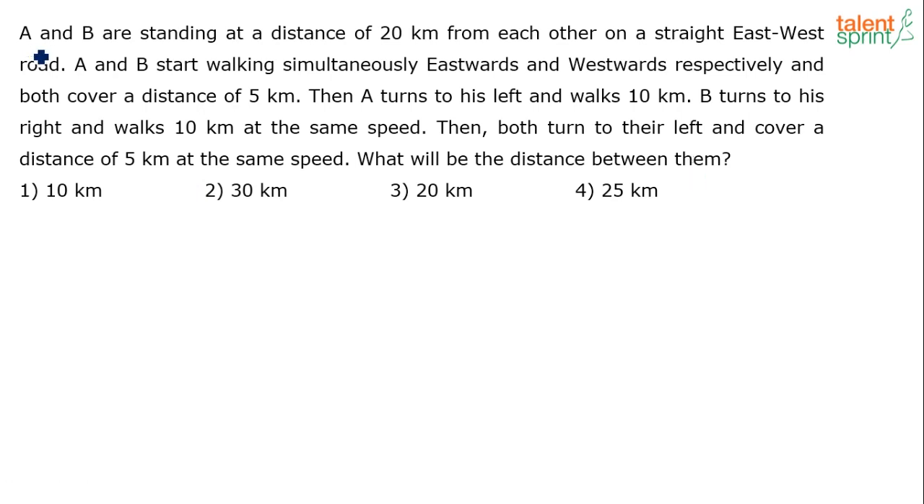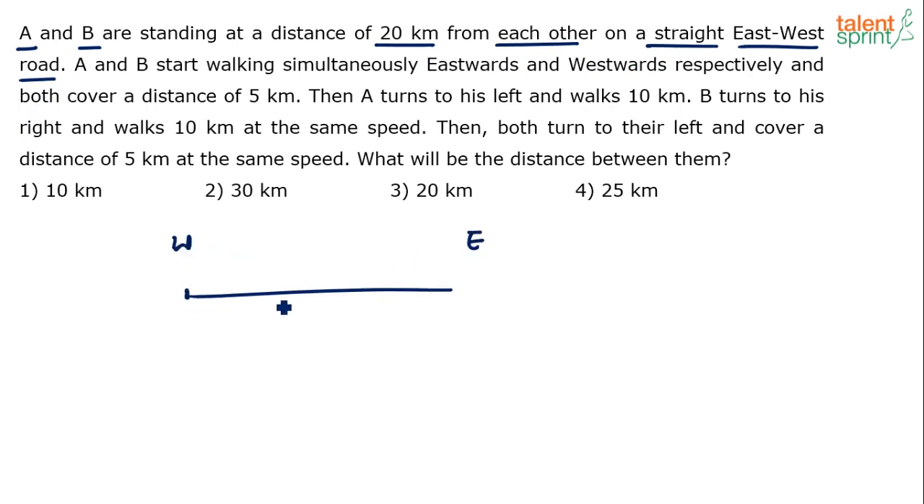So basically he's talking about two persons, A and B, who are standing at a distance of 20 kilometers from each other on a straight east-west road. Right? So there is a straight east-west road. What do you mean by east-west road? You know, this is east and this is west. So there is a straight east-west road, the distance of which is 20 kilometers. So they are standing here at a distance of 20 kilometers.